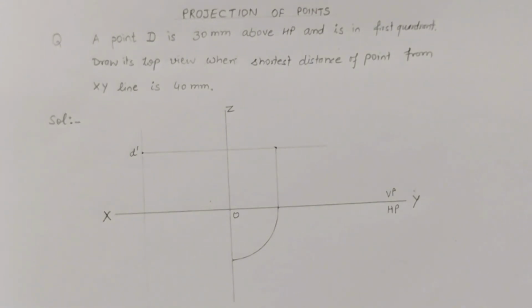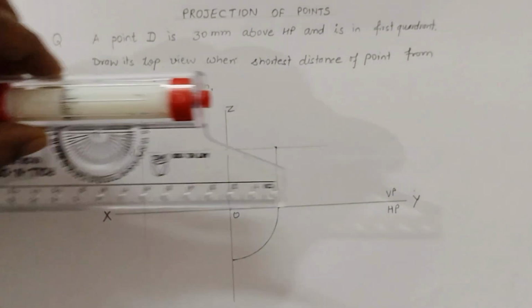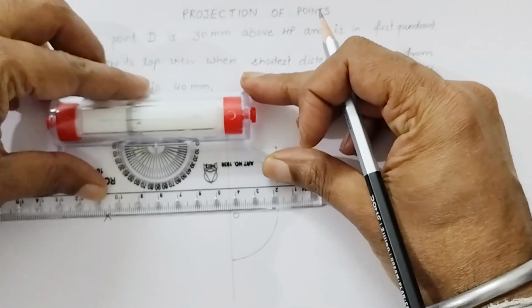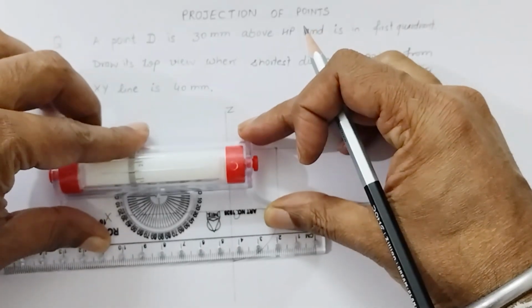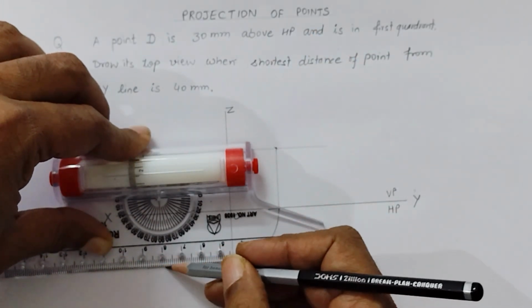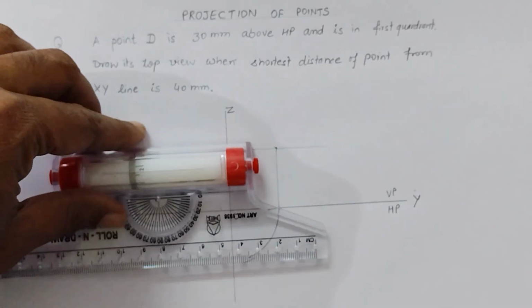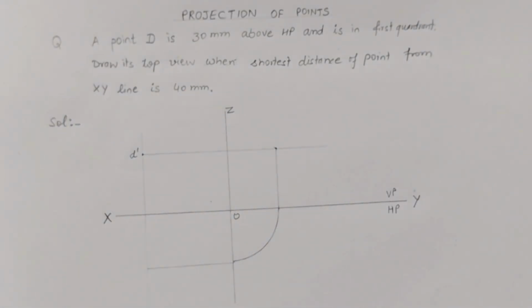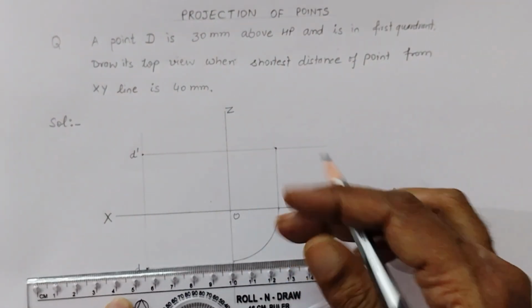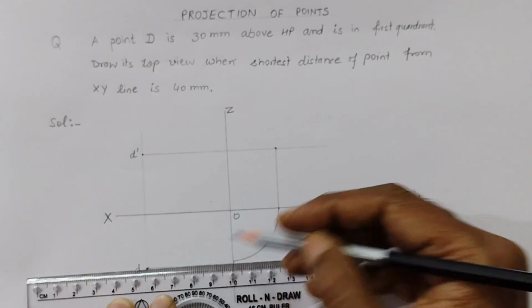After getting this projection, use a roller scale. From here we will move it downward and draw a horizontal line through this arc like this. The intersection of this point is marked as point D. So this is the top view of the object.